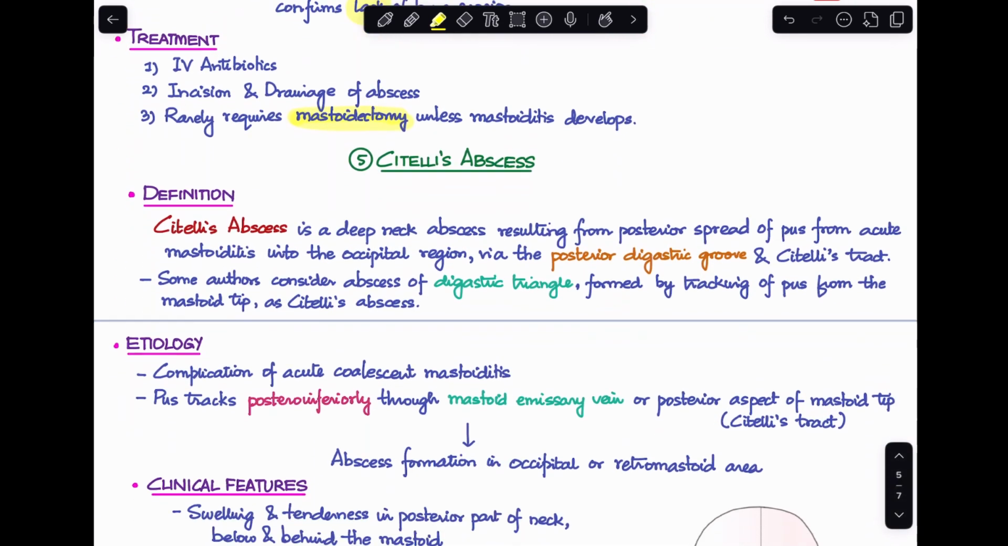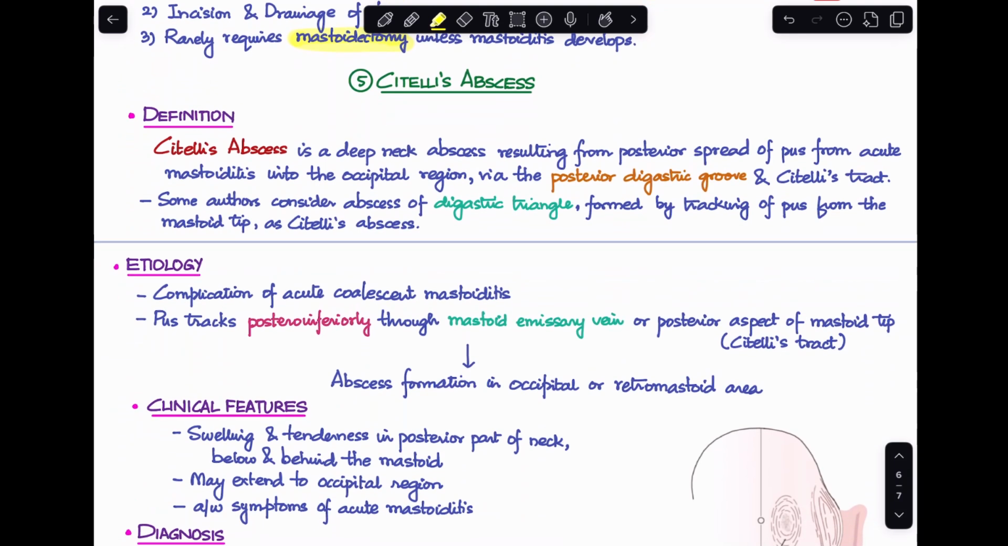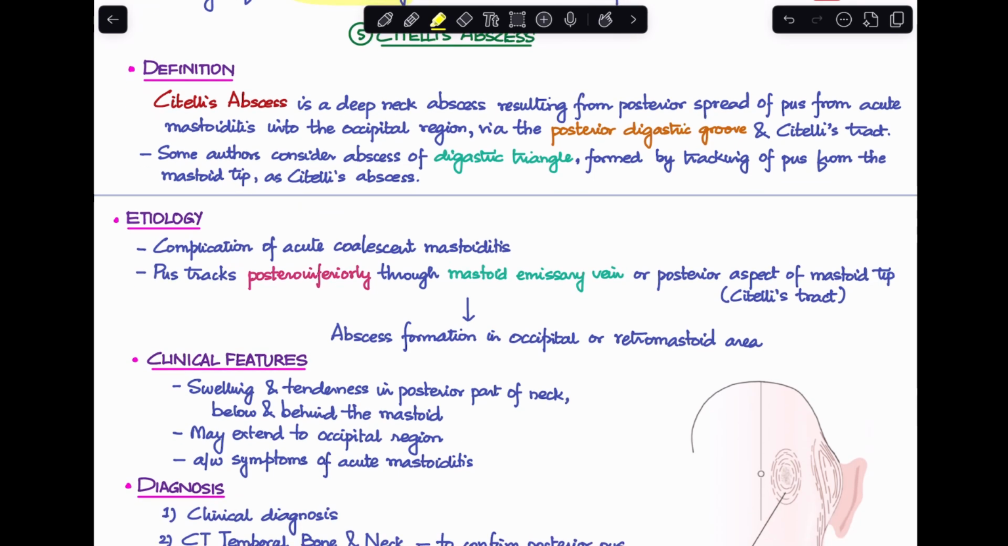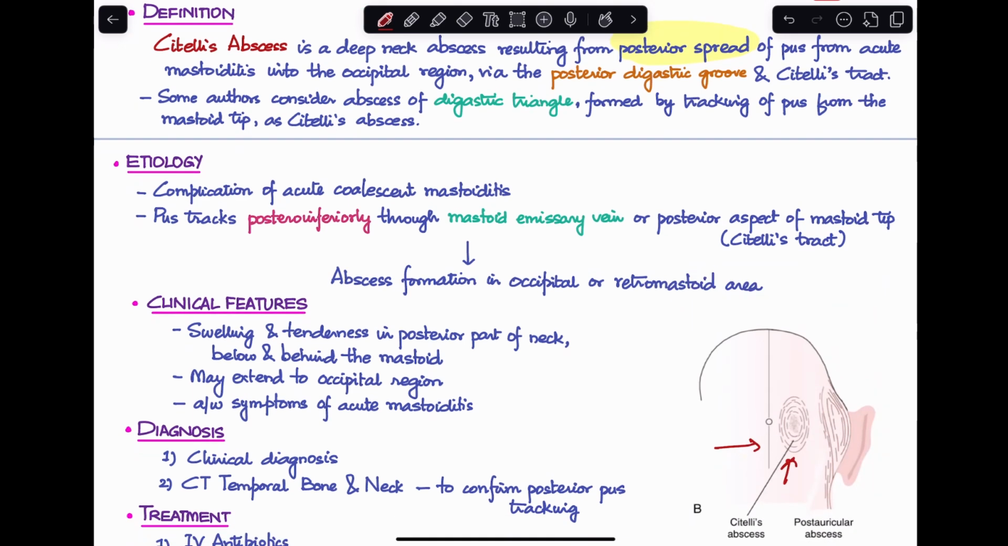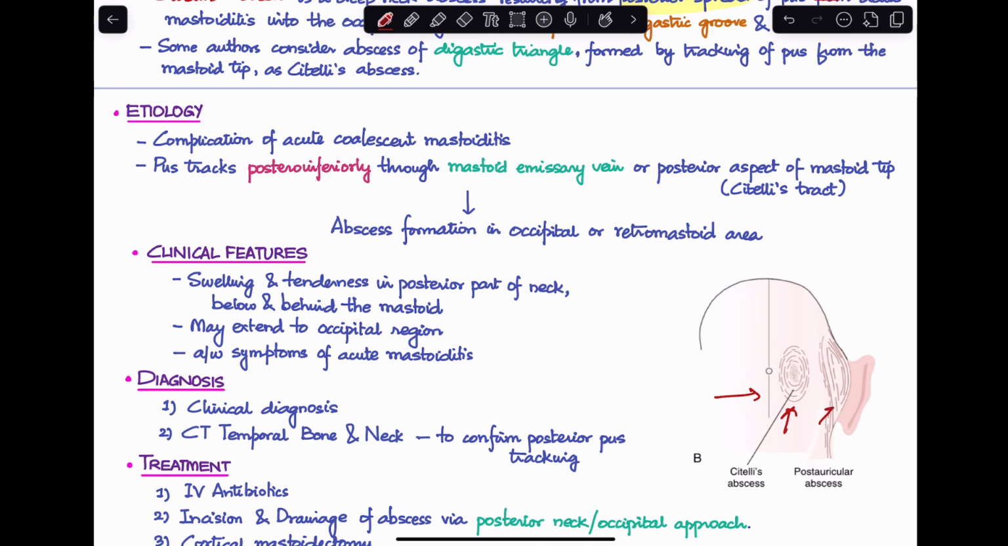Next abscess to discuss here is Citelli's abscess. Now, what is Citelli's abscess? This is a deep neck abscess which results from a posterior spread of the pus in a case of acute mastoiditis into the occipital region via the posterior digastric groove and Citelli's tract. If you see in the image over here, the location of Citelli's abscess is very different from that of a postauricular abscess. A postauricular abscess happens just behind the pinna, whereas Citelli's abscess is more towards the occipital region.